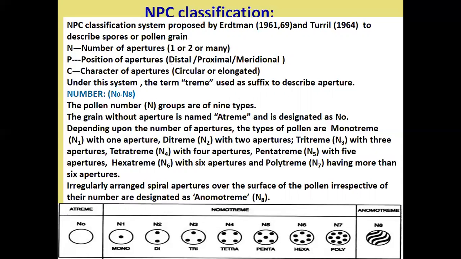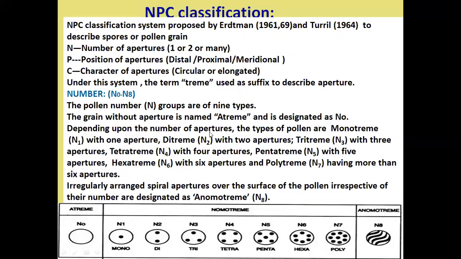The pollen grain without aperture is named as etrimi, and designated as N0. So for example, here see this N0, there is no aperture. That is called inaperturate condition. But it is an omniaperturate, earlier said, no? So that is called etrimi. Etrimi means no aperture found on the exine layer.